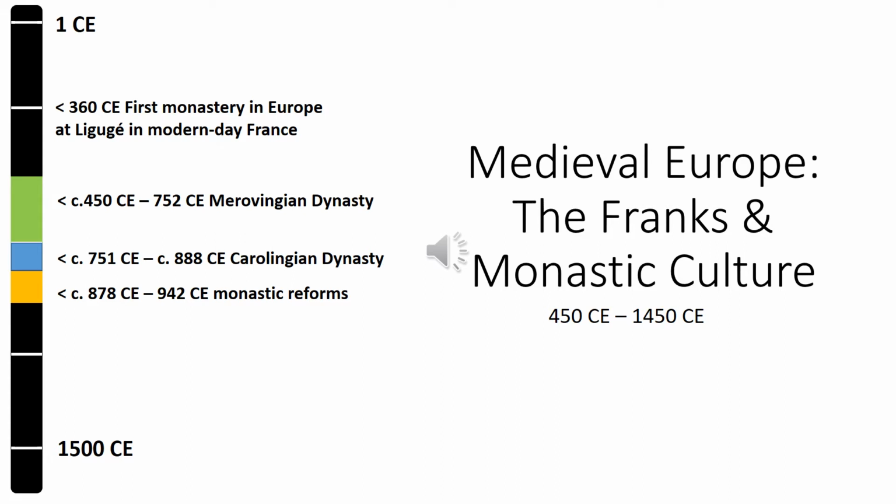As you can see on the timeline here, I have marked the opening of the first monastery in 360 CE in modern-day France. We have the length of the Merovingian dynasty from 460 CE to 752 CE. That's the first dynasty of the Franks. And then 751 to 888 CE, that's kind of an estimate because dates vary here, is the Carolingian dynasty, which was founded by the father of Charlemagne.